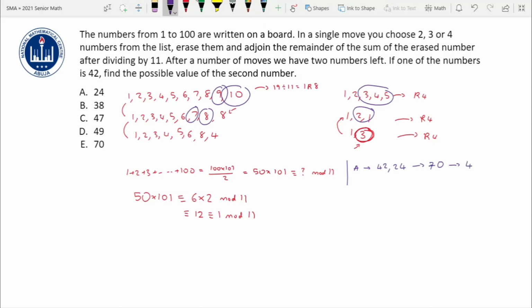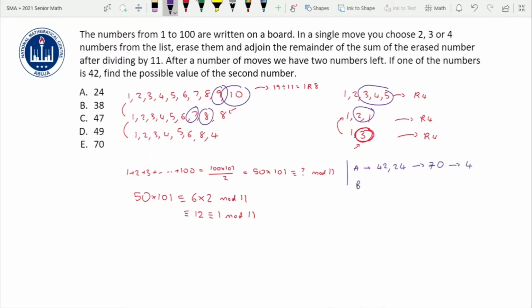And remember that initially, when you have 1 to 100 on the board, if you add the numbers together and divide by 11, you have a remainder of 1. And we said that this remainder is not going to change regardless of how many numbers you have removed. So 24 can be the other number we'll have at the end, right?